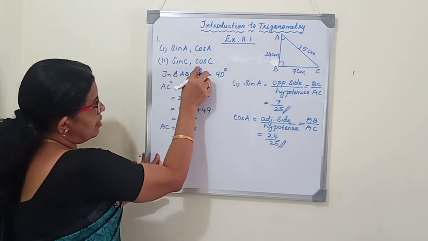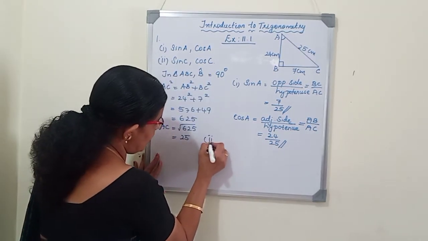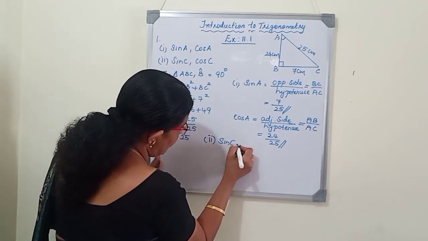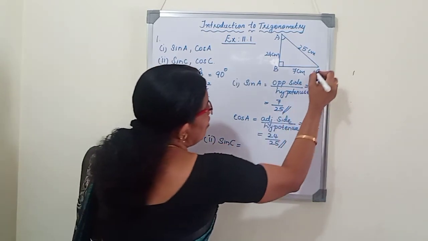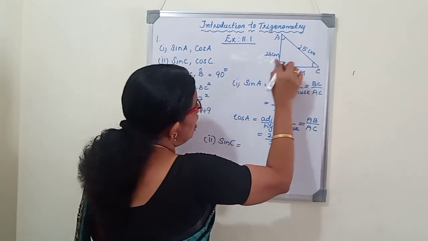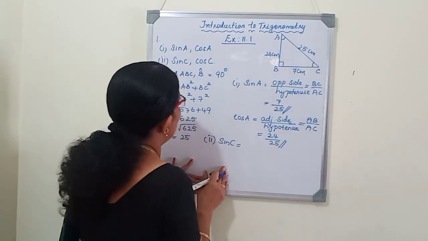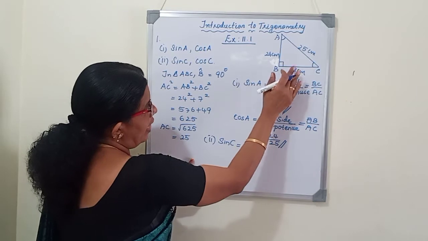Now we will see sin C and cos C. Second question. First one, sin C. If you want to write sin C, we have to see with respect to angle C, which is the opposite side, adjacent side and hypotenuse. If you want, we can draw a separate diagram and write.